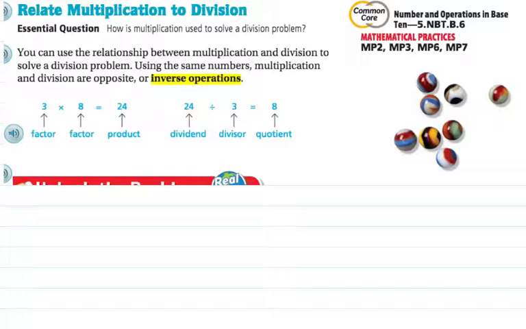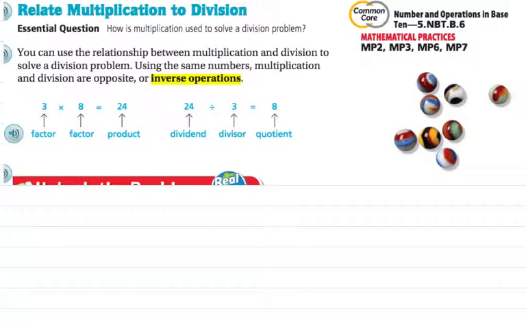Students, in lesson 8.1, we're going to be working on relating multiplication to division. Our essential question for this lesson is, how is multiplication used to solve a division problem? You can use the relationship between multiplication and division to solve a division problem. Using the same numbers, multiplication and division are opposite or inverse operations.